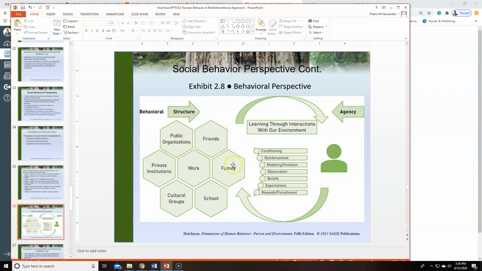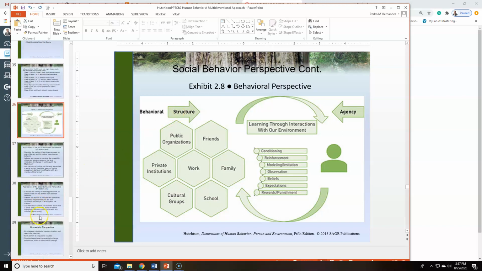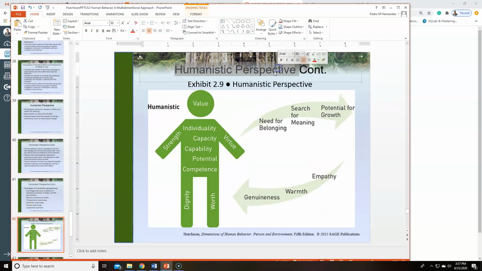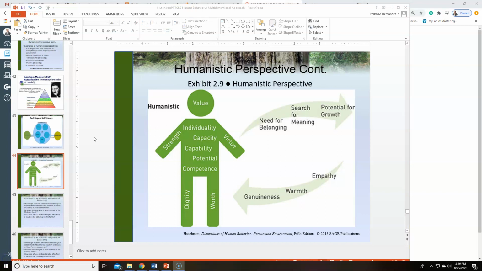Social forces, and agency, which is your own. You have your own free will, right? You can decide for yourself, but the outcome may not be totally your free will. So these are two forces that are competing. And the next one is the humanistic perspective.